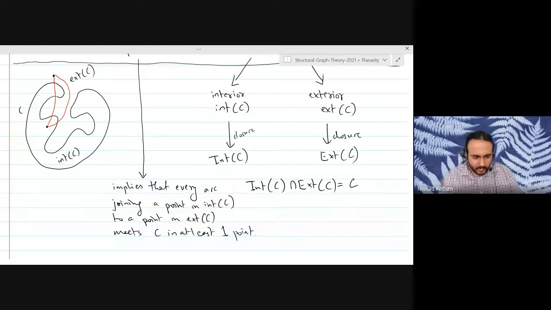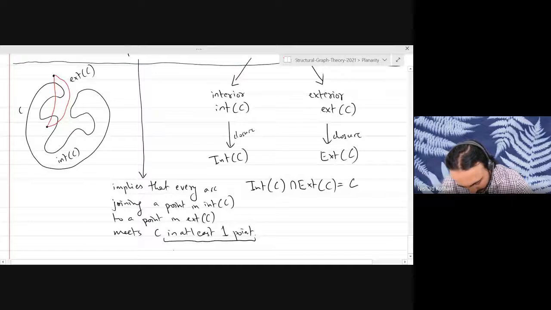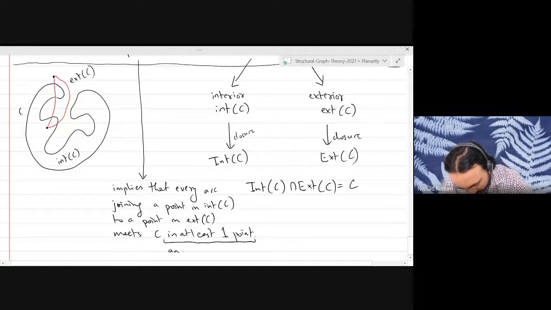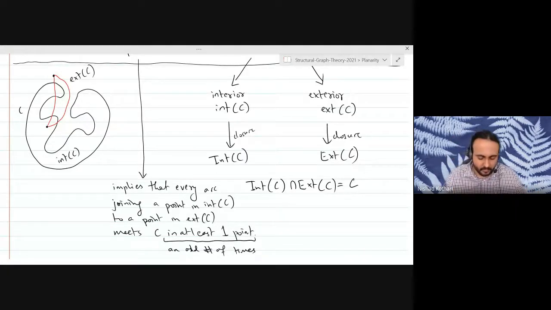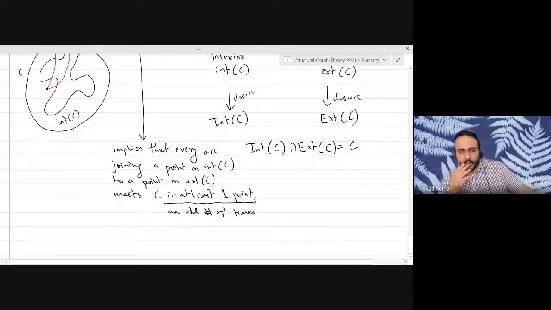Good. So why do we care? Yeah, Shrikant has a comment. The number of times is always going to be odd. That is also correct. If you cross the curve once, you will go from the interior to the exterior. If you cross it a second time, you will come back to the interior. So in fact, it must be an odd number of times. Okay. Good. Any other points?